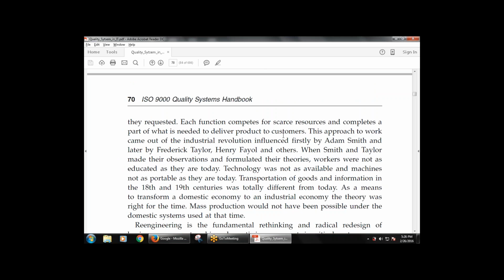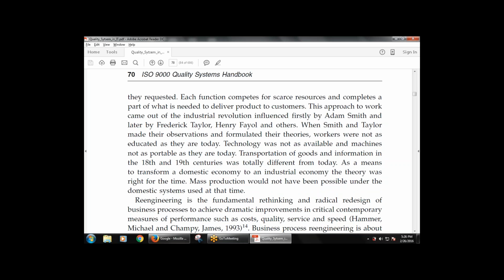And this approach to work came out of the industrial revolution, influenced firstly by Adam Smith and later by Frederick Taylor. Technology was not as available, and machines were not as portable as they are today.